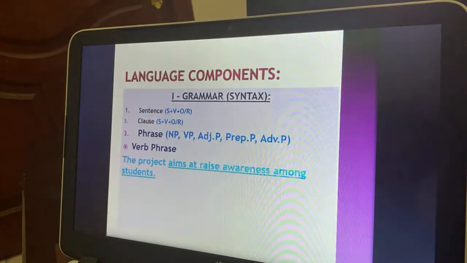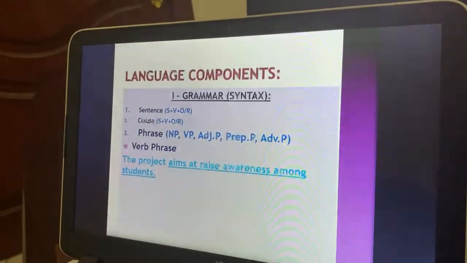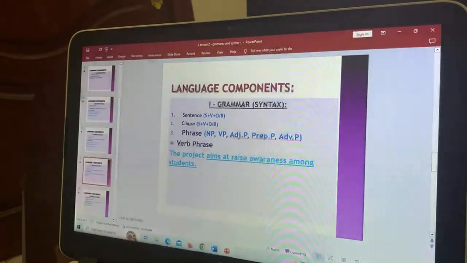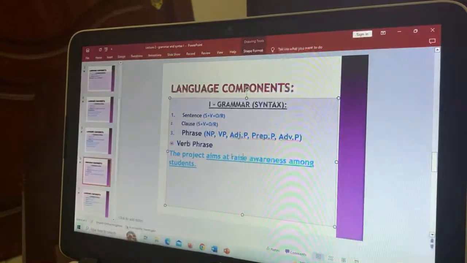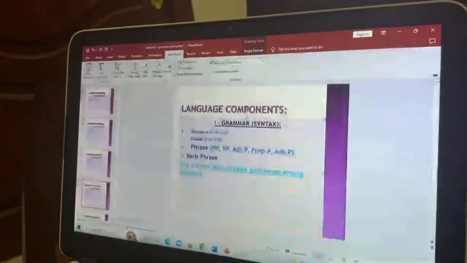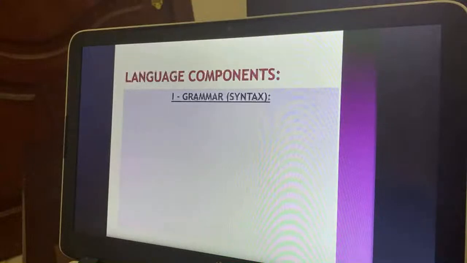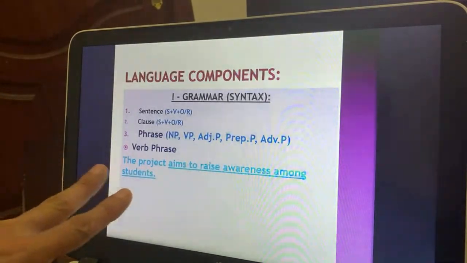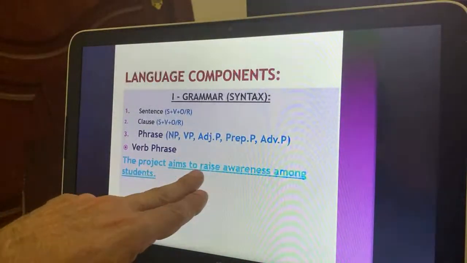Here's an example. The project aims at raising awareness among, so it's raising, it should be raising, not raise. Aims to raise, we can say, aims to raise awareness. And here is what it says here, aims to raise awareness among students. Now here we have two verbs, aims and to raise.